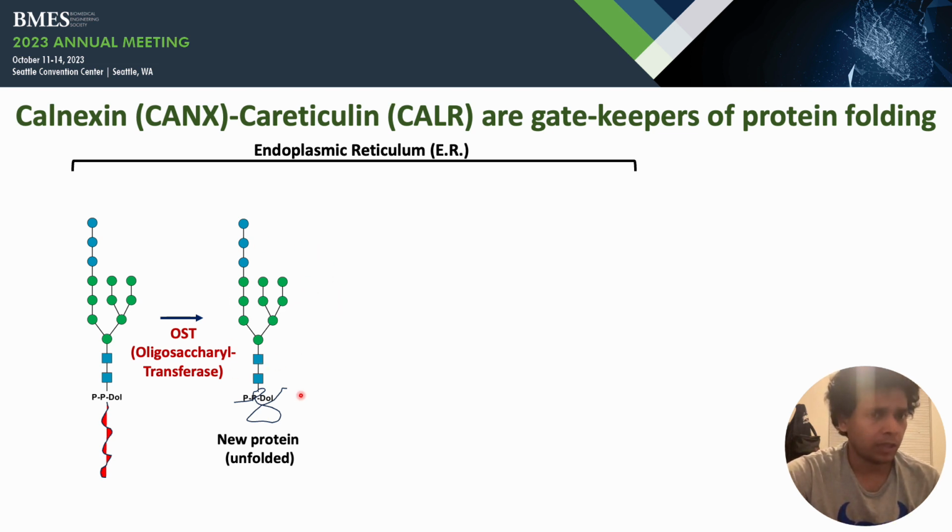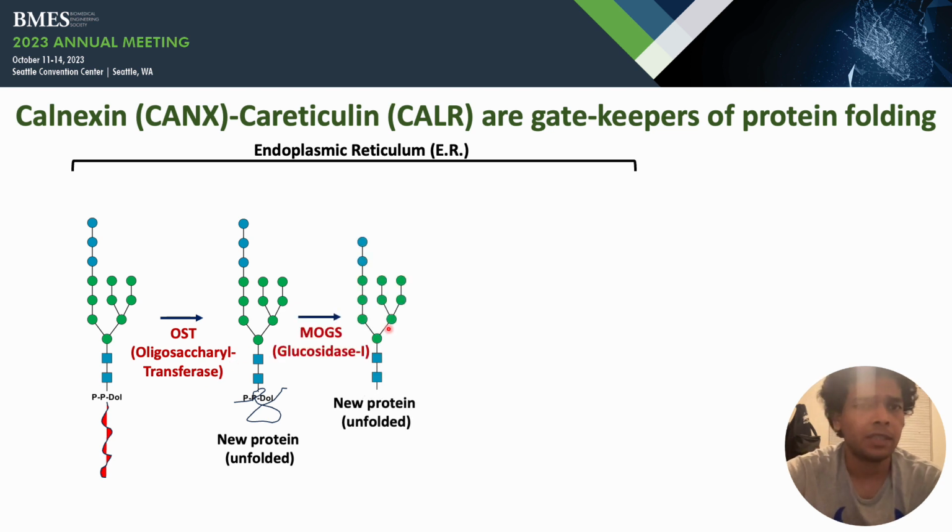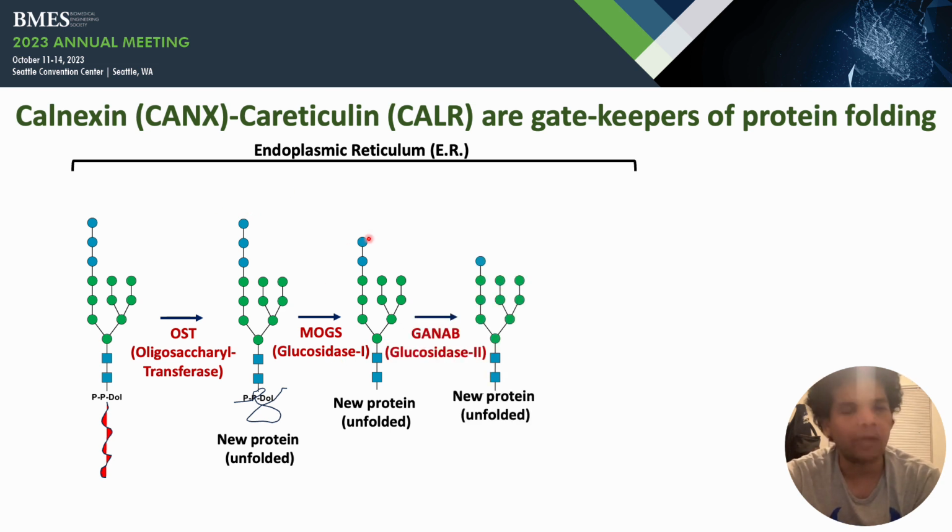When proteins are translated within the endoplasmic reticulum, this carbohydrate precursor binds to the newly translated protein at a specific site, the asparagine site, with the help of oligosaccharyltransferase. After that, the trimming of one glucose occurs via glucosidase 1, and the trimming of another glucose occurs via glucosidase 2.